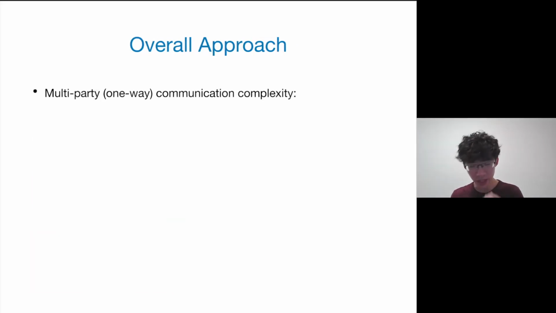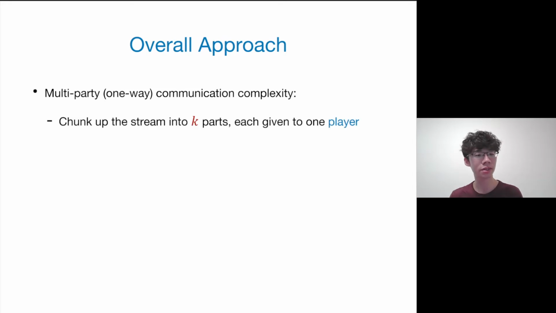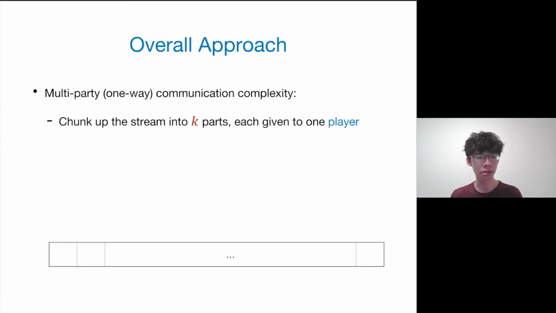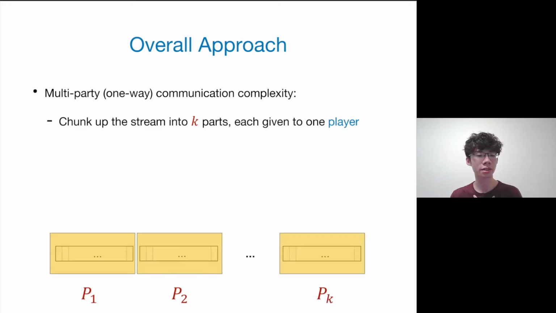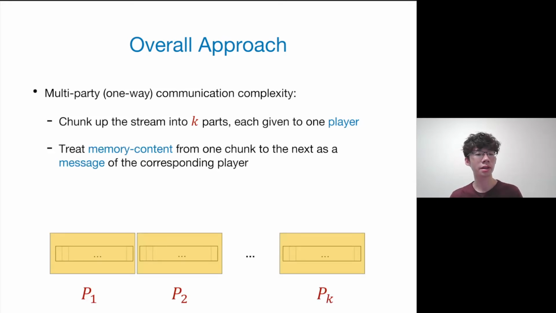Okay, so as an overall approach, we first reduce the problem to multi-party communication complexity. This is just to get a better handle of things. Instead of thinking of the stream as one continuous stream, we're going to chunk the stream up into k parts, and then give one part of the stream to every player. So there's going to be k players. And we're going to treat the memory content from one chunk to the next as the message of the corresponding player.